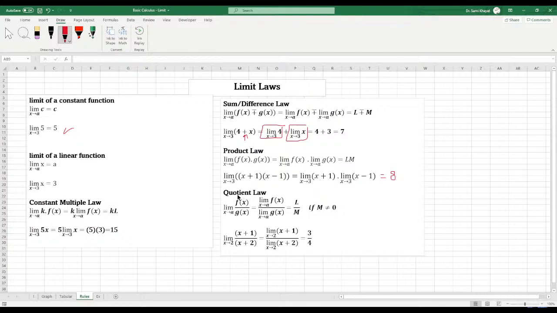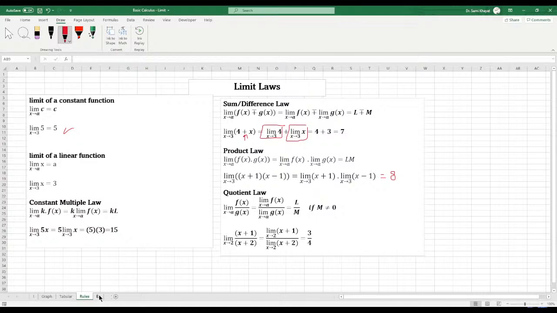Now, the quotient law says, if it is a function of x divided by a function of g of x, you can separate them also, with one condition: M should not be 0, because you cannot divide by 0. This is an example. You will find the answer of this one: 2 plus 1 is 3, and this one is 2 plus 2, 4, and this is the answer. Now, these are the rules. We can use them and find any limits.